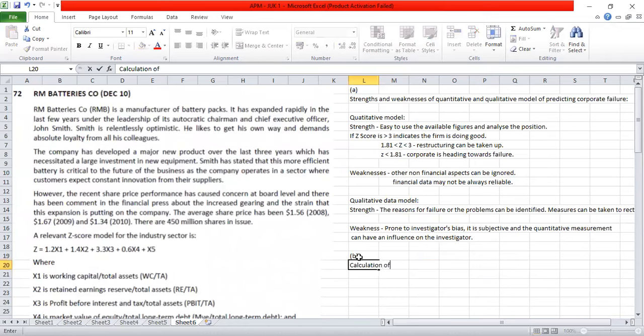Calculation of market capitalization, Z score, and debt by equity for 3 years. So what are those 3 years? Let's write it as 2008, 2009, and 2010. Done. What's market capitalization? So what's the value of the firm according to the performance in the market?